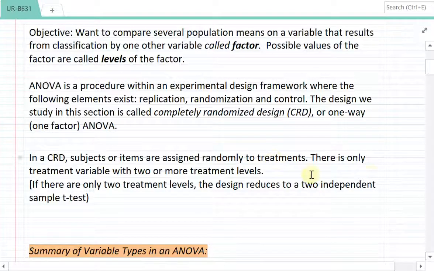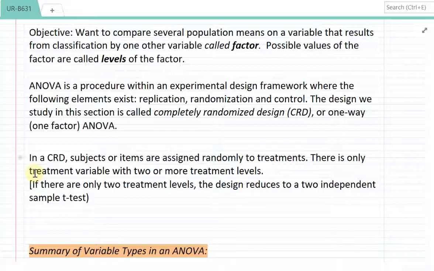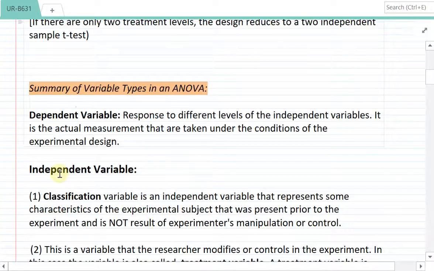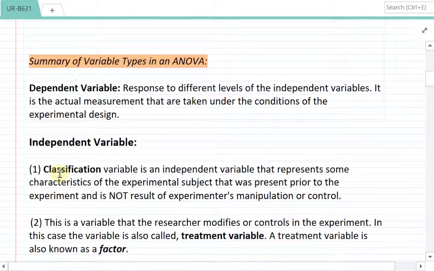And there's only one treatment here. We have only one treatment with two or more levels. So for example, treatment could be pesticide, and I could have pesticides A, B, C, D, E, however many levels there may be. And here's a summary of the variable types that we often talk about in an ANOVA.